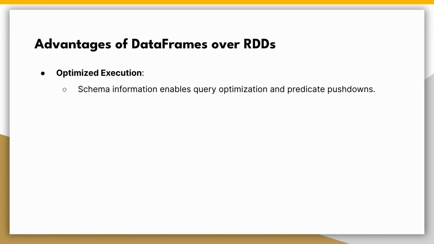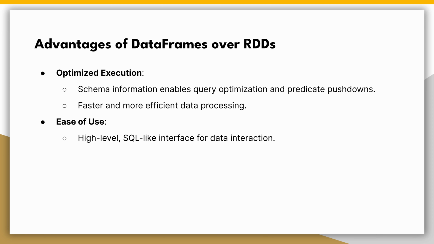Data frames provide Spark with schema information, enabling it to optimize the execution of queries and perform predicate pushdowns, leading to faster and more efficient processing. Second, ease of use. Data frames offer a high-level, SQL-like interface, making it easier for developers to interact with data compared to the more complex RDD transformations and actions.